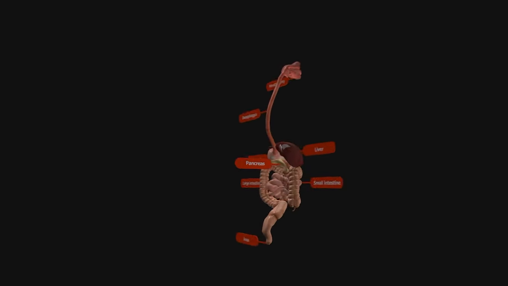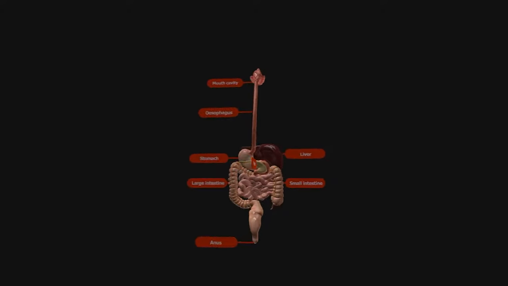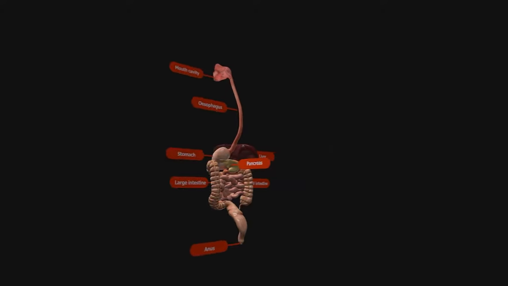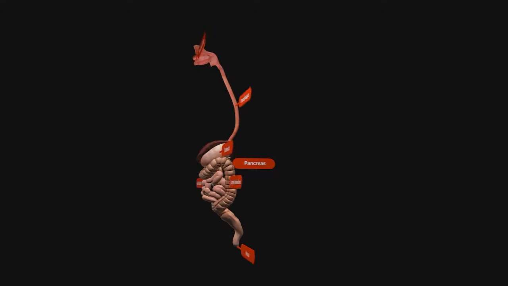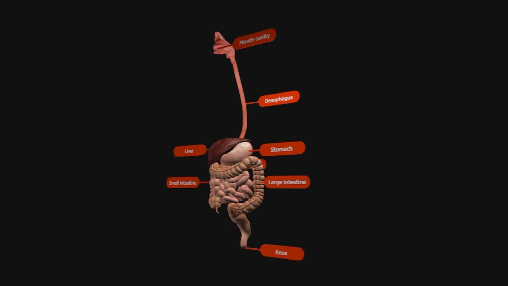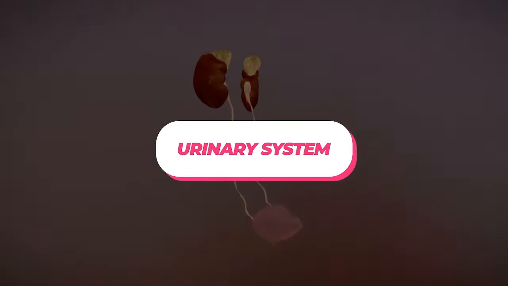The digestive system is essential for the body's ability to obtain and use nutrients from food. It also helps to eliminate waste products from the body. Number 7. The urinary system.